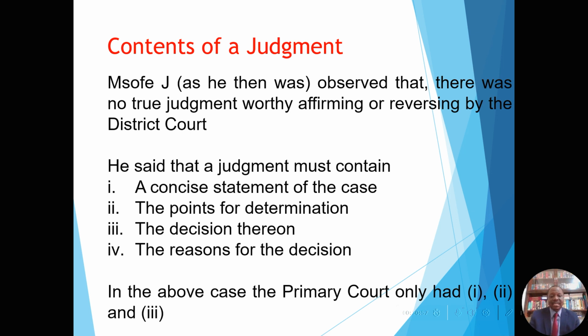And according to him, a judgment must contain the following 4 items. The first one is a concise statement of the case, as we said in the previous slides, the previous introduction. Then there should be the points for determination, because at the end of the day, a judicial officer must be able to say these are the points that will be there for determination later, and then proceed to the decision and give the reason for the decision. So according to Justice Sophie, these were the 4 components.